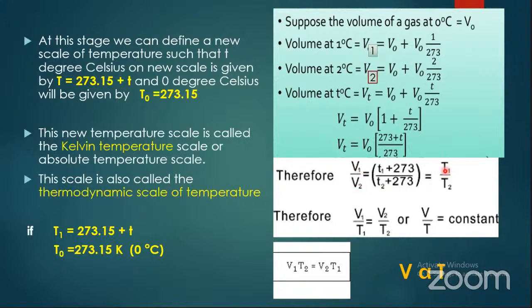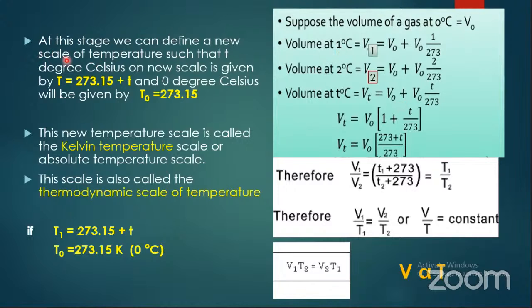V1 by T1, taking cross multiplication, V1 T1 is taken here, V2 is taken upwards on the right side. So V1 by T1 is equal to V2 by T2. Then it is simply V by T is equal to constant, or V directly proportional to T, nothing but Charles law. So V1 into T2 is equal to V2 into T1. So this is how Charles law is derived from experiment.